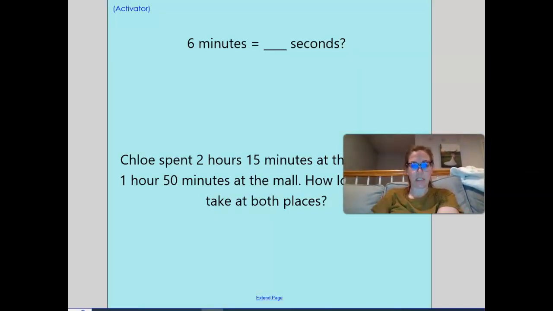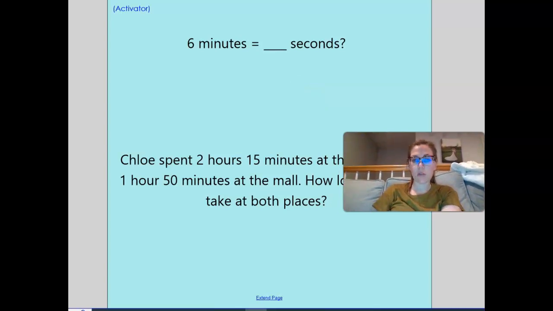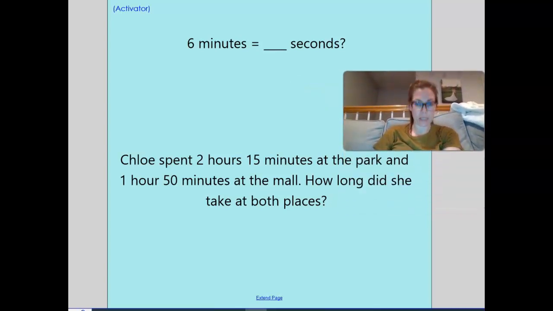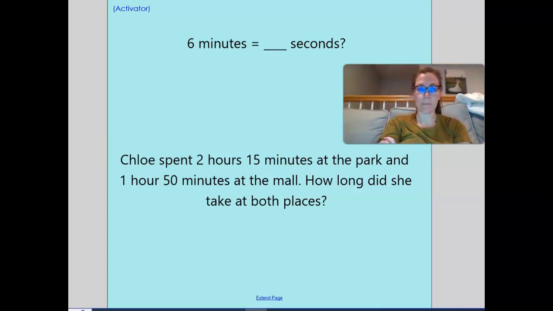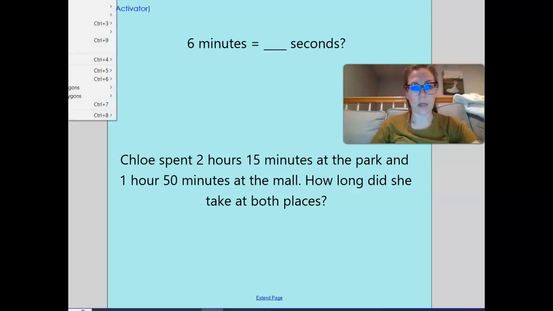Let's start with these two activators. So pause my video, solve for both, and then press play once you're done with solving for both and see if you're correct. Okay, so for our first one, it says 6 minutes equals how many seconds?